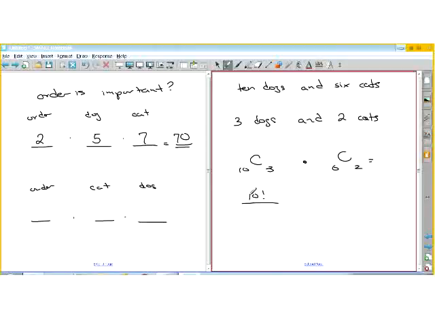So that would be 10 factorial over 3 factorial times (10 minus 3) factorial. This would be 6 factorial over 2 factorial times (6 minus 2) factorial. Carry out the math in the parentheses.